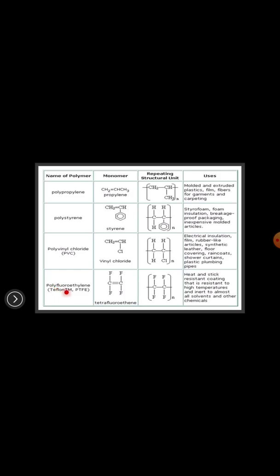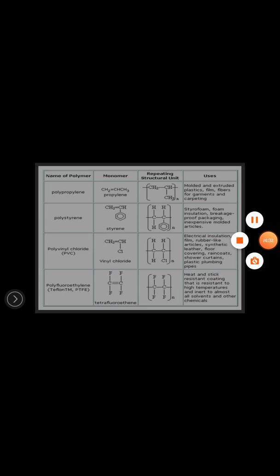Next is polytetrafluoroethene. This is the monomer, tetrafluoroethene, and this is the repeating structure unit for tetrafluoroethene. Here are some uses: heat and stick resistance coating, that is resistant to high temperatures and inert to almost all solvents and other chemicals. These are the few very important uses of some of the polymers mentioned in your syllabus.